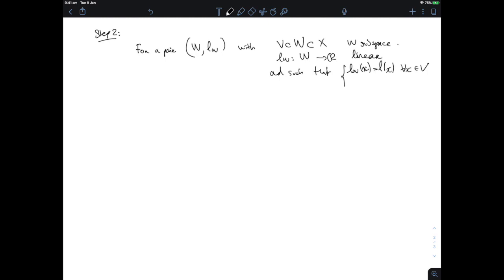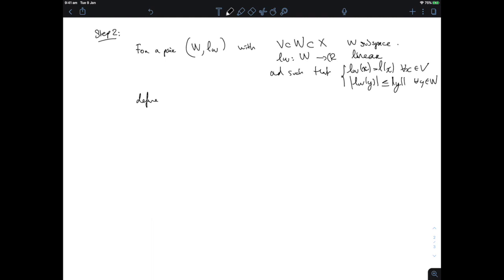So it's L on V, and it has the same constant in the continuity inequality. So for every y in W, the absolute value of LW of y is controlled by the norm of y. So I'm going to define, for such a pair, an extension from V to a larger subspace, and I'm extending the linear function L to a new linear functional L star, like we've done in step 1.